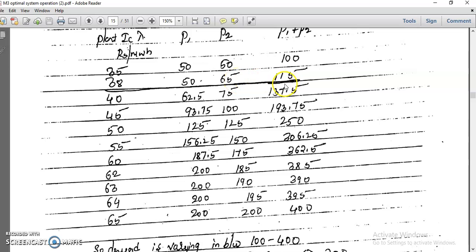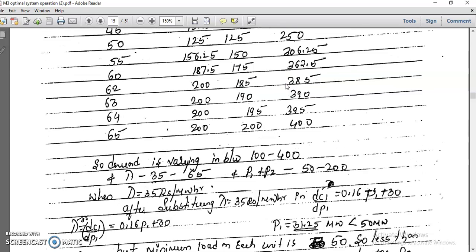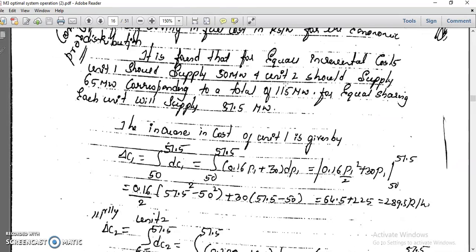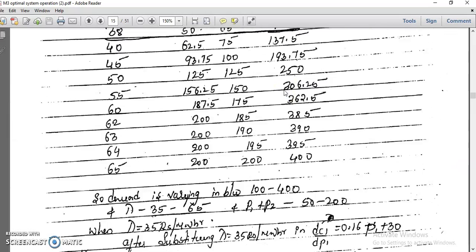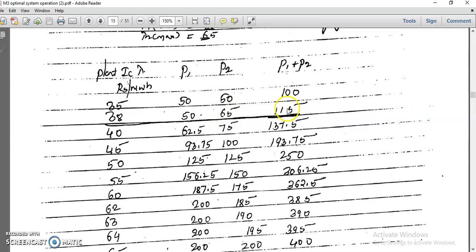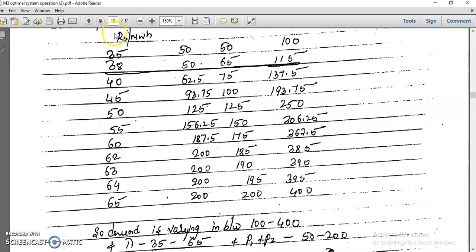If you divide 115 equally, it will be 57.5. I'll divide it equally, so it will be 57.5 with respect to 50 and with respect to 65. This is how it is shared equally among them. First plant 50 and second plant 65: 50 with respect to 57.5 is equal distribution, half, and 65 with respect to 57.5. So now, for lambda 38.